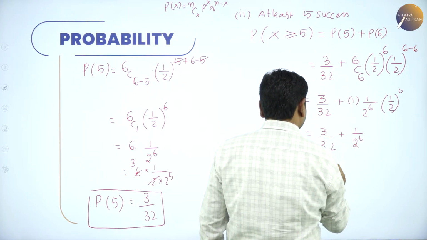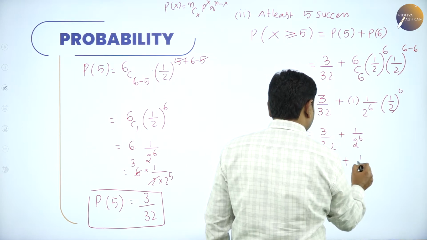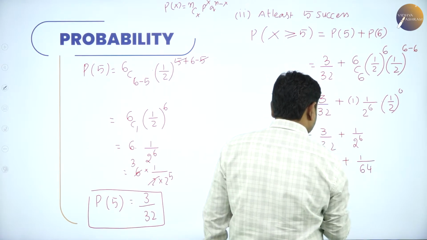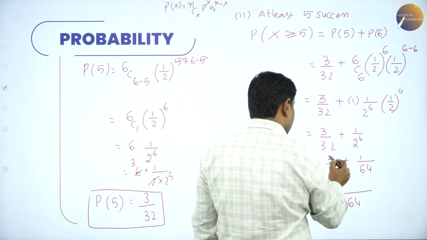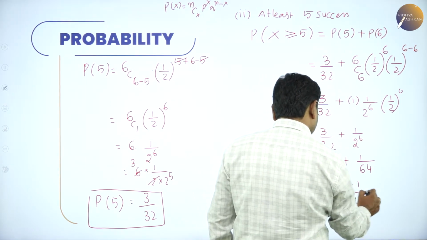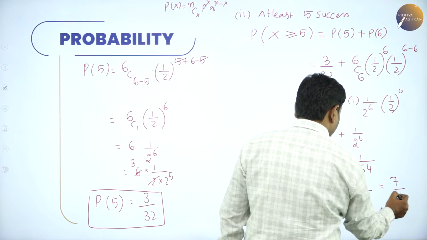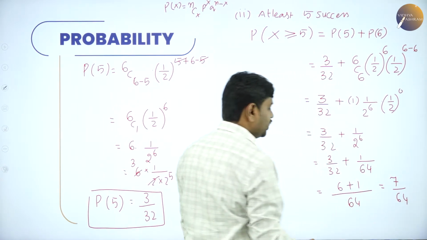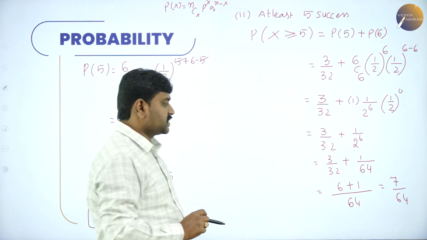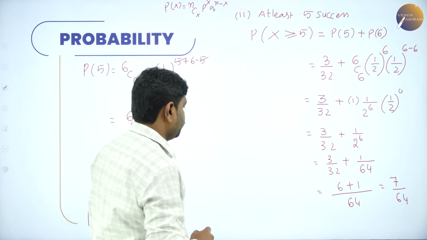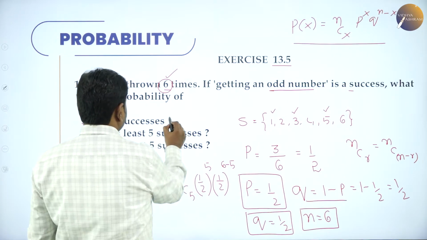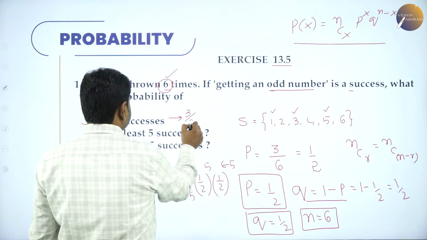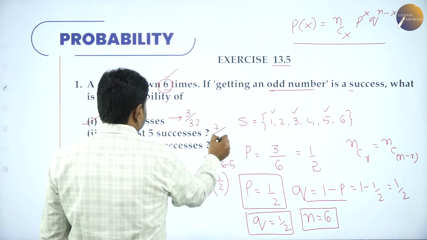So 3 by 32 plus 1 by 2 power 6, which is 64. So now LCM of 32 and 64 is 64. 32 2s are 64, 3 2s are 6, plus 1. So it will be 7 by 64. So probability of getting at least 5 successes is 7 by 64. First case we got 3 by 32. Second case is what? 7 by 64.